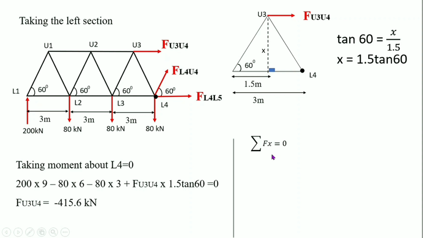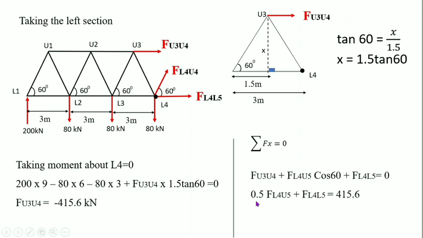Let's take sigma Fx is equal to 0. That is, total horizontal force acting on this section is equal to 0. Now identify what the horizontal forces are. The horizontal forces are FU3U4, FL4U4 cos 60 degree, FL4L5. That is FU3U4 plus FL4U5 cos 60 plus FL4L5 is equal to 0. That is 0.5 FL4U5 plus FL4L5 is equal to 415.6 kilonewton. Take it as equation number 1.